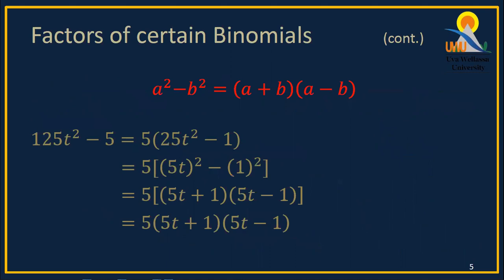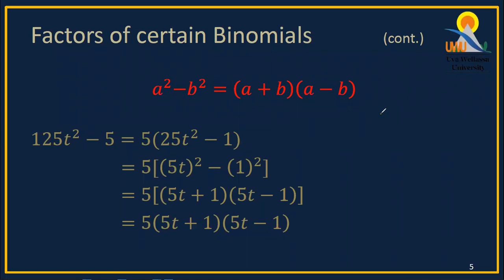We will look at another example using the same rule. Here we can see it as 125 t squared. Before discussing this example, I will consider this.